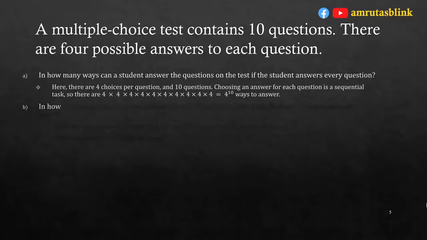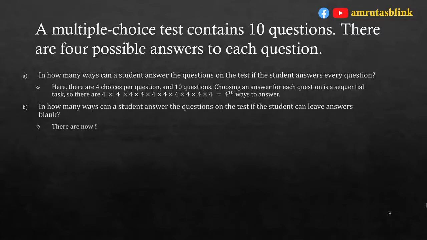Now, there is one more scenario, that is, in how many ways can a student answer the questions on the test if the student can leave the answer blank. That means there are already 4 options given to answer each question and there is one more option added, that he can also leave that question blank. So ultimately in all there will be 5 choices, that is 4 options, let's say A, B, C and D, and a fifth option as blank. Hence the total number of ways in this scenario will be 5 into 5 into 5, that is, 10 times we need to multiply 5. Hence the total number of choices will be 5 raised to 10.